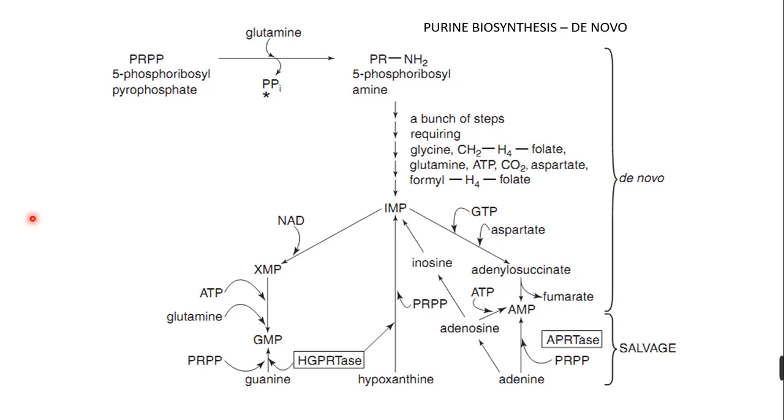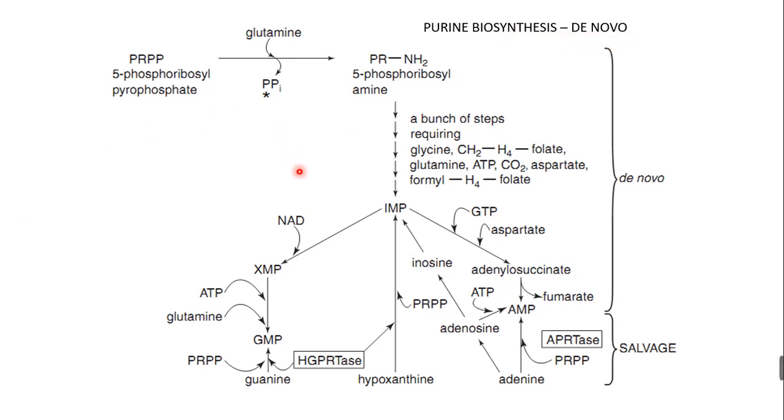The de novo pathway is nothing but the synthesis of the complete nucleic acid base, building it from each and every element. That is why it is called de novo. De novo means starting from scratch. Each and every element is used to frame, to build the complete nucleic acid base. That is why purine biosynthesis is de novo.